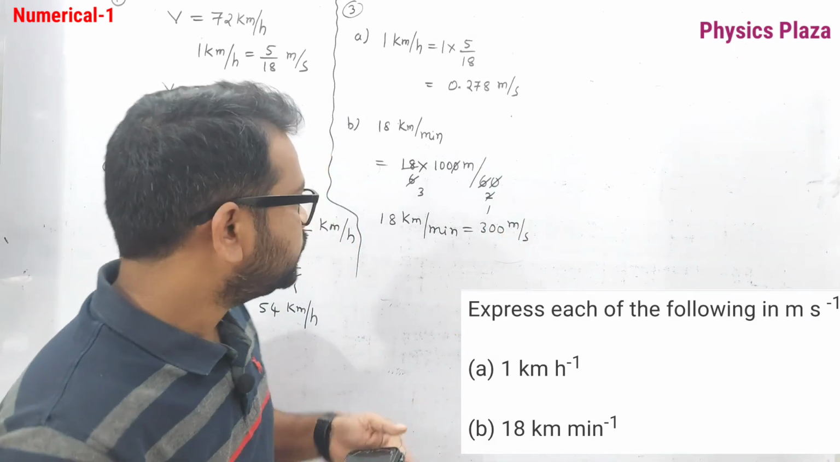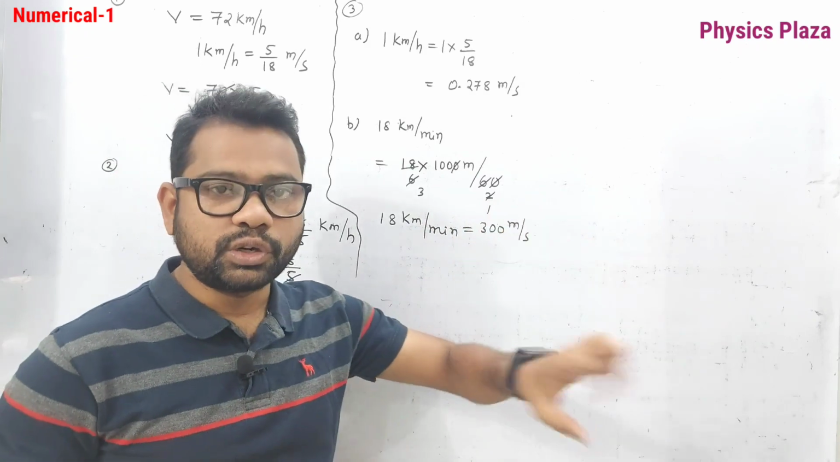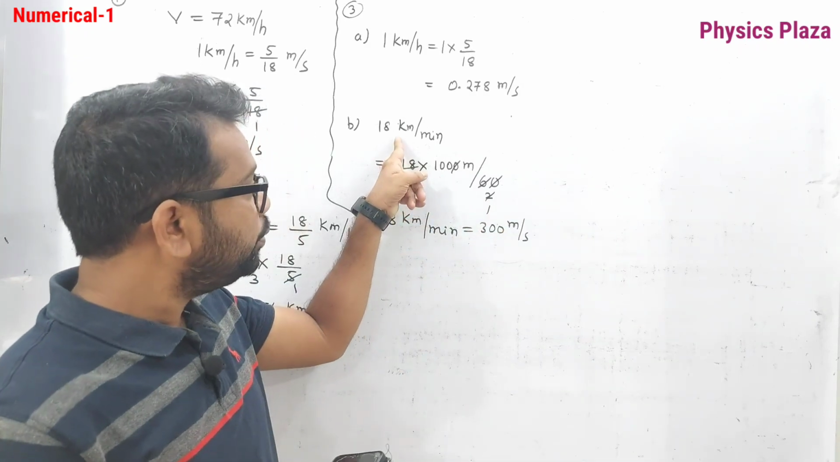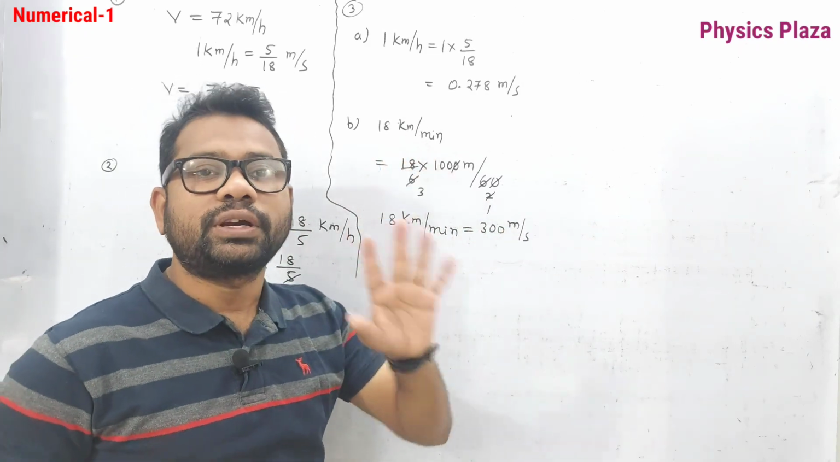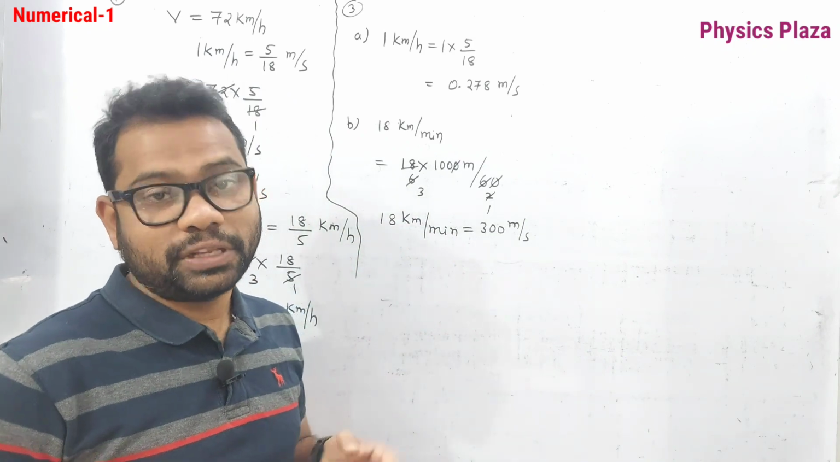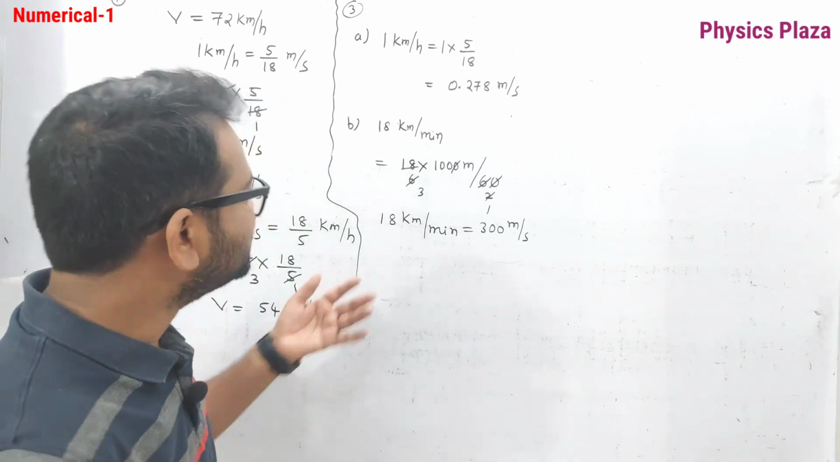Children, again I am telling you, especially in this question you cannot directly substitute the value. Why? Because it is given in kilometer per minute. We should understand that very, very well. That is very important to understand. Okay, just copy it.